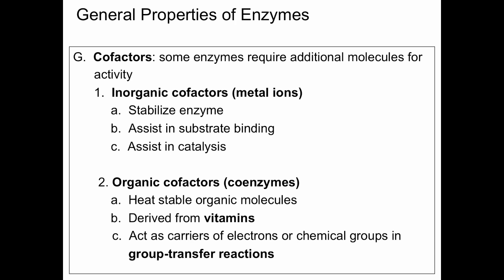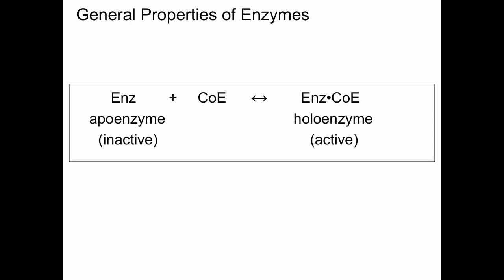These are generally heat-stable organic molecules that are derived from vitamins, and they assist as carriers of electrons or chemical groups in group transfer reactions. Enzymes that use cofactors are referred to as apoenzymes in the absence of the cofactor, and they're inactive, whereas when they're bound to the cofactor, they're referred to as holoenzymes, and this would be the active form of the enzyme.